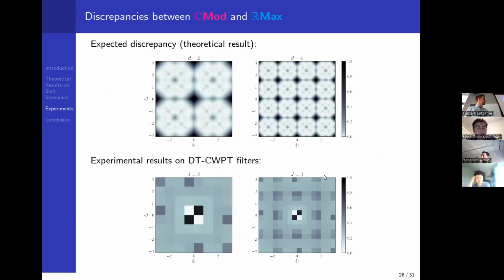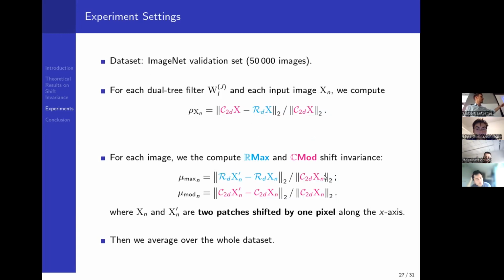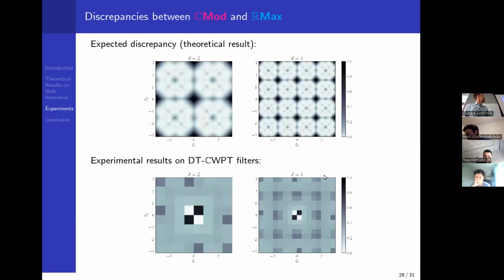And these are the results. Just to mention that I tried both actually, and the experimental results are not very different. It's just for the sake of stability. So here I plotted again the theoretical results, the expected discrepancy between the Rmax and the CMOD operators. And here are the experimental results on dual tree filters.